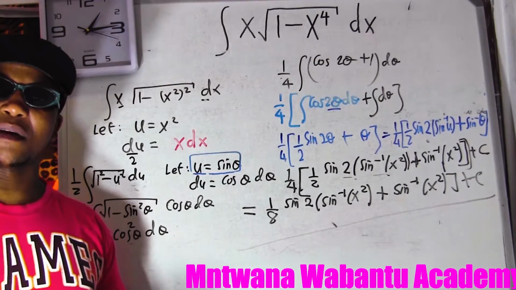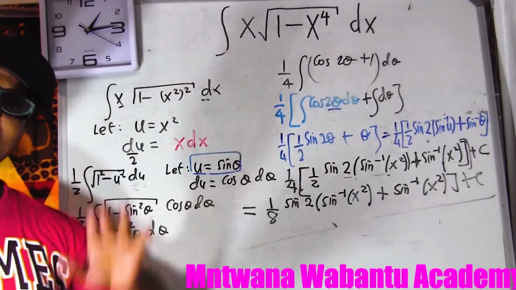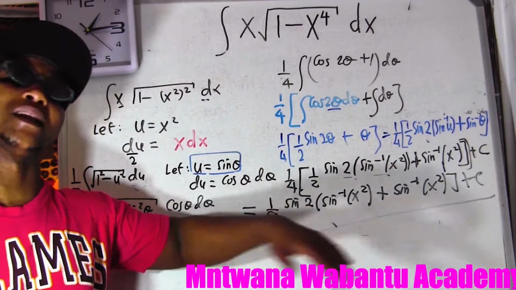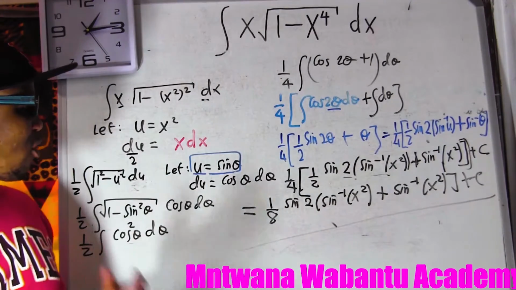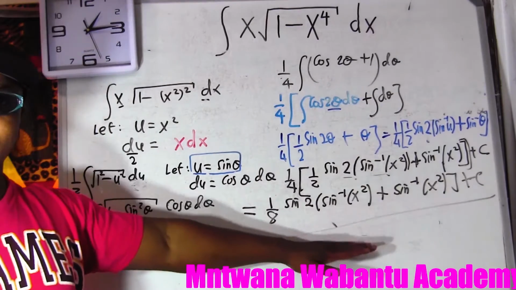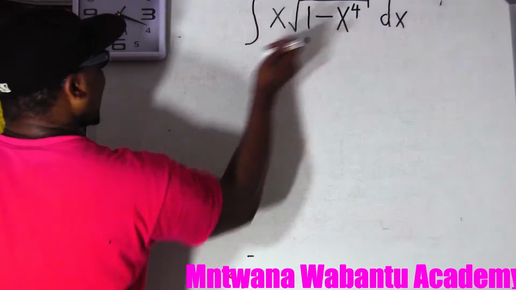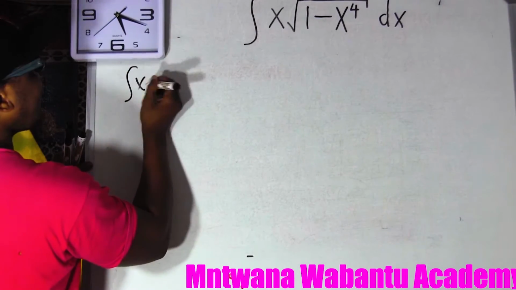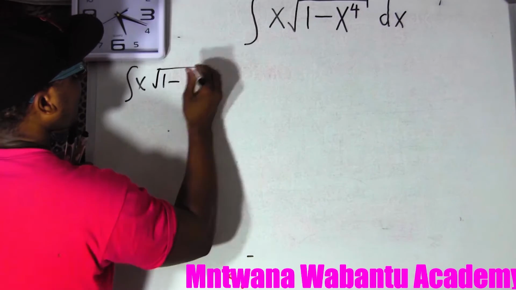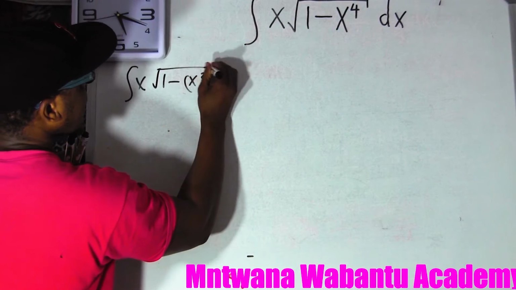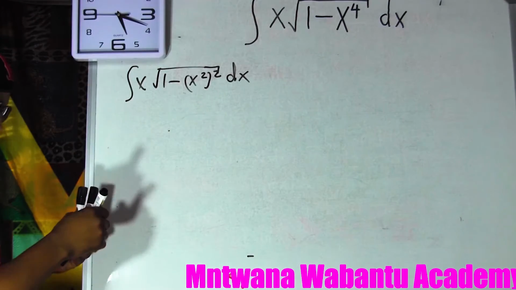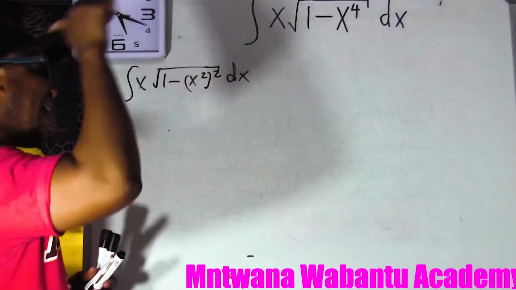Now let me show you the second method. This is the first method, and I'll recommend you do this first method. But let me show you another method, though I'll say all the time, I recommend you stick to this. Let's go to the second method. I'm going to split that. So this is the integral of x, and then square root of 1 minus x to the power 4, which is like x squared, dx.